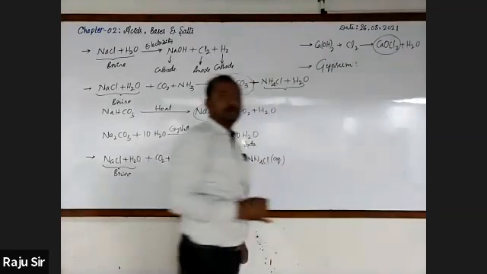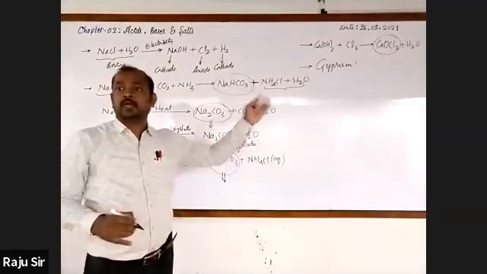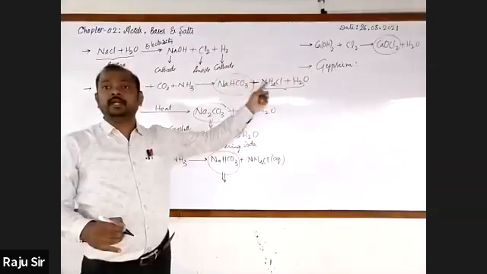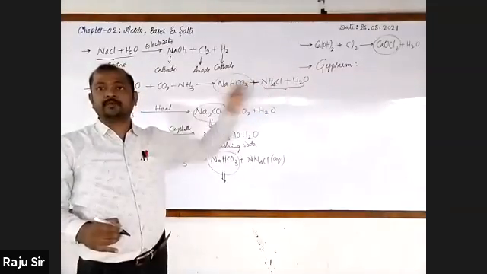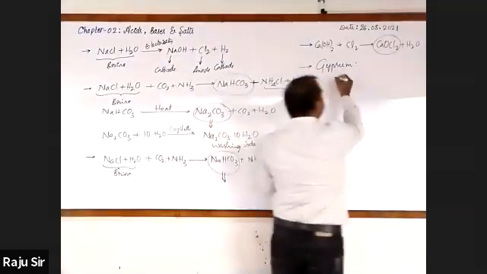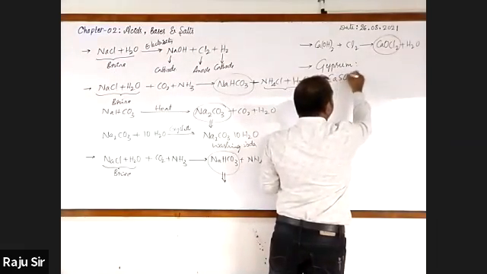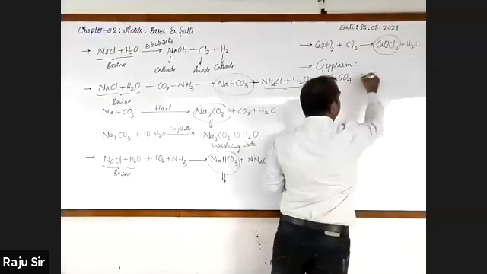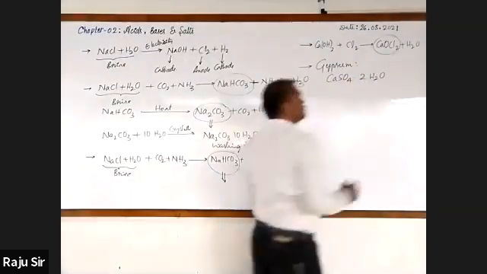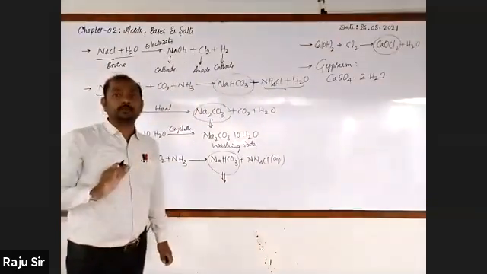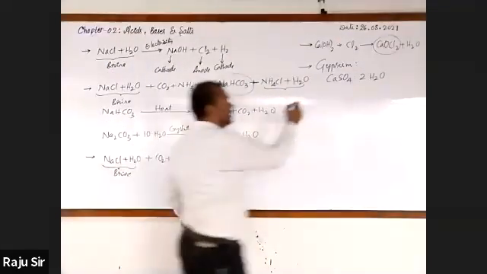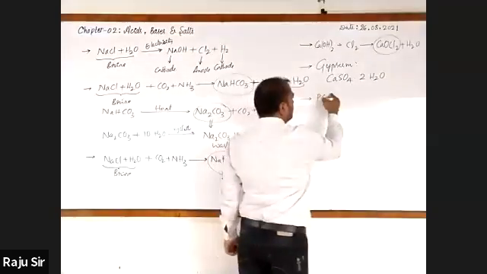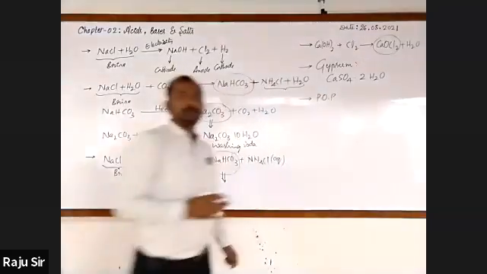What is the chemical name of gypsum? Calcium sulfate dihydrate, and its chemical formula is CaSO4·2H2O.